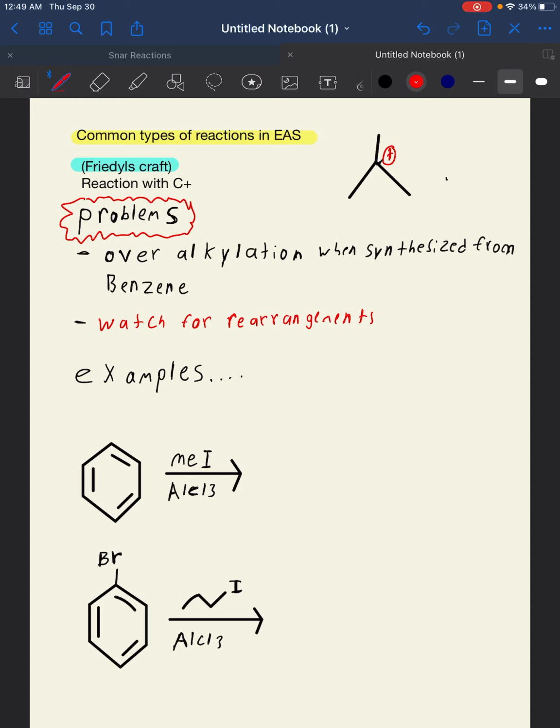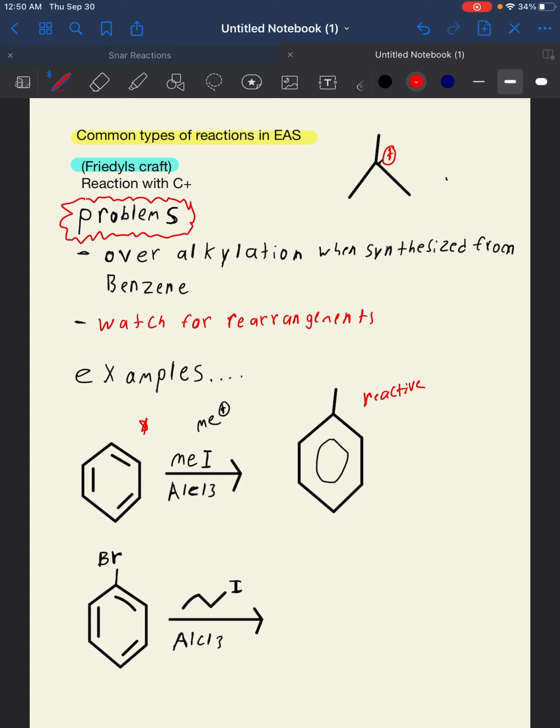So let's look at some examples of these. For this one, this is just regular benzene, and when the iodine leaves from the methyl, it would make Me+, and when that attacks, it would make this. However, this is when an over-alkylation occurs, because this molecule is actually more reactive than this molecule.